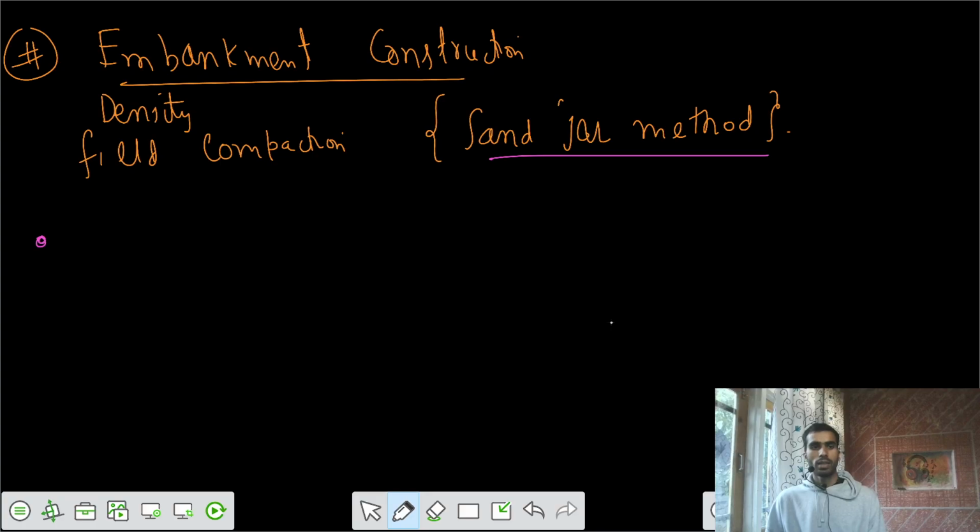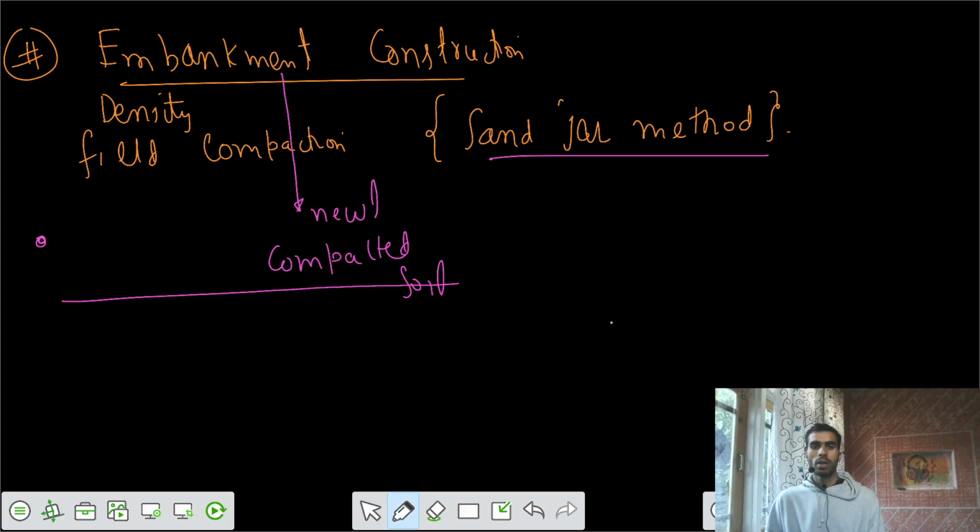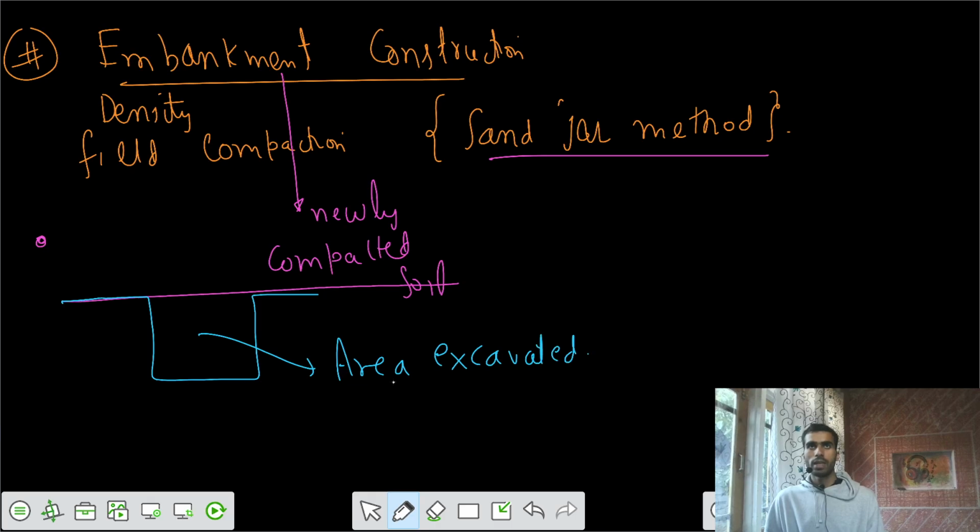For that, let's have the data. We would say your test pit. Let's say that there was some sand or there was some soil. You have compacted that sand. You want to now check for this particular embankment. You have made a new embankment, and this soil is newly compacted soil. And I want to say what is the density of that particular soil. For that, I had to excavate a little bit of area. Let's say that this is your area excavated.